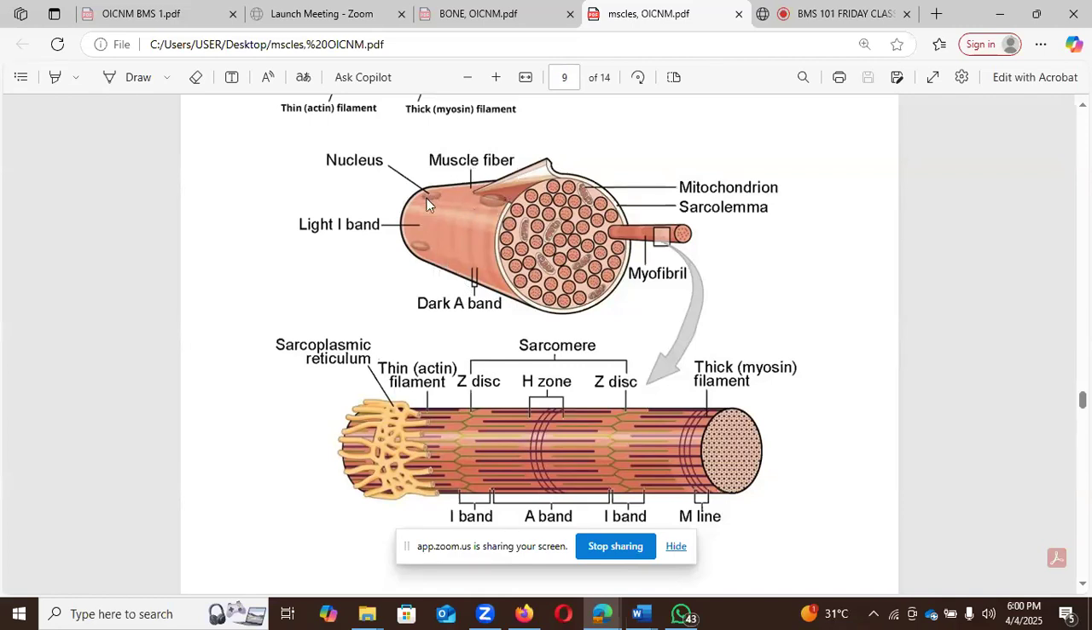This is the nucleus. This is the light band, which is the I band. This is the dark band, which is the A band. This is the myofibril. This is the sarcomere. This is the mitochondria. So in a myofibril, you have the M line, the I band, the A band, the H zone, and the Z disc. I will define all these, Z disc, H zone, I band, very soon.